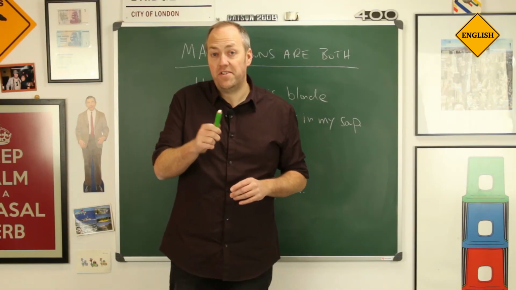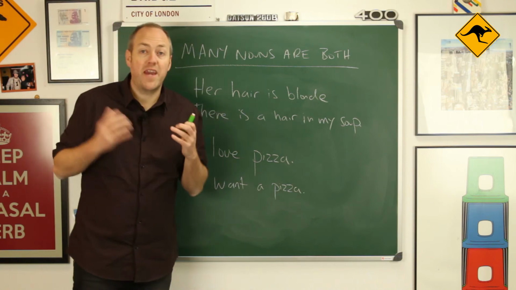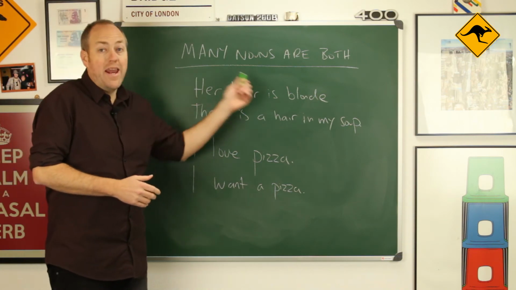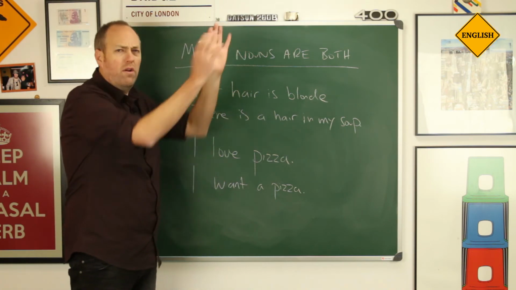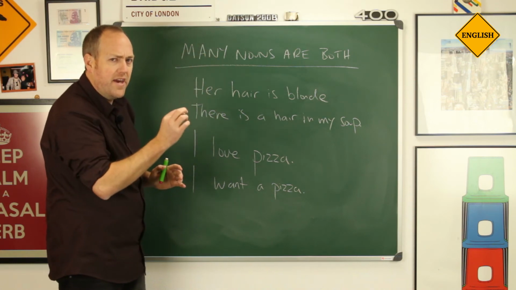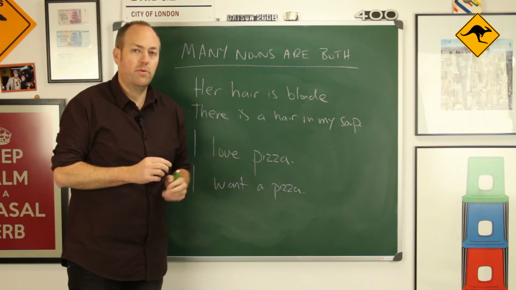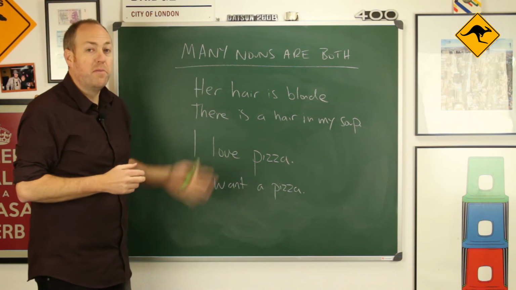Now, the interesting thing is that many nouns in English are both countable and uncountable. So, for example, when we talk about hair, you could say, her hair is blonde. So, all of her hair. We're not counting each individual piece of hair. Or, I can say, there is a hair in my soup. One individual hair.